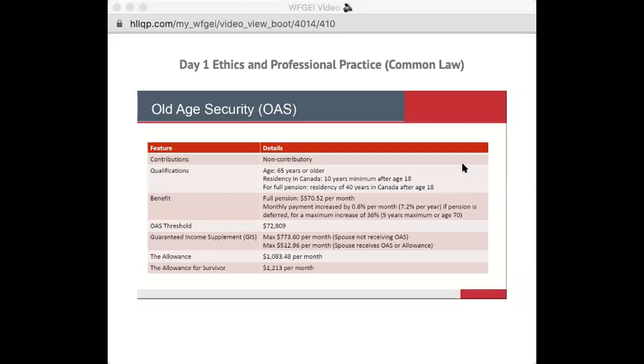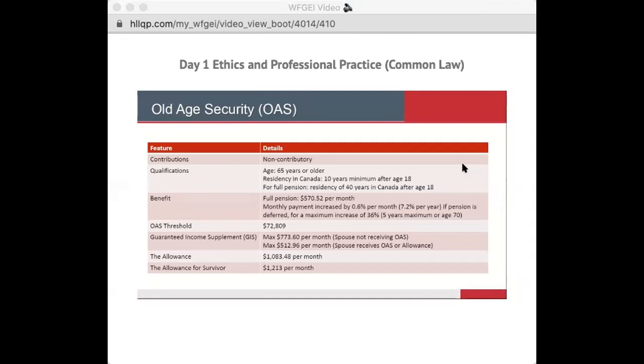If you extrapolate that, at roughly $119,000 you will lose the OAS completely. So you need to factor that in when you're doing your planning. One of the drawbacks to OAS is that there is a clawback. Anything above the threshold is 15%.